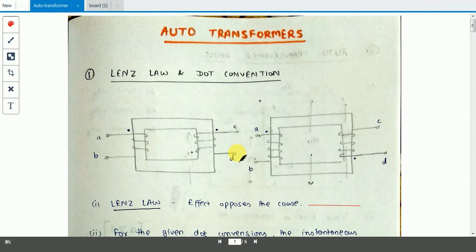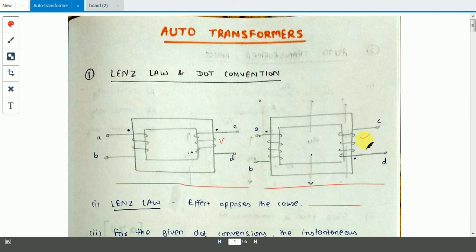Here, the effect and cause are in terms of flux. As you can see, this is one transformer and this is another transformer. The basic difference is only the sense of winding of the secondary. Here the sense of winding is like this, and here it is like this. Both senses of winding are different. I made these two cases so that you can understand that it's not only the dot convention but also the sense of windings which determines how the current will flow in the secondary side of the transformer, or on the side on which the load is connected.